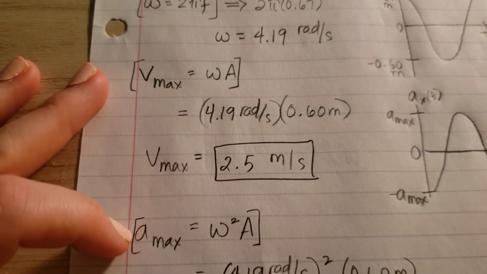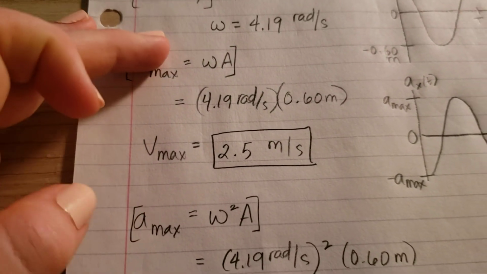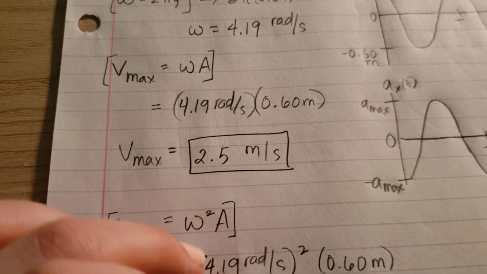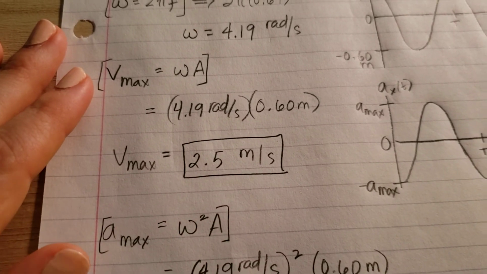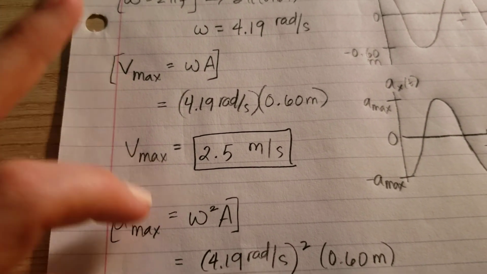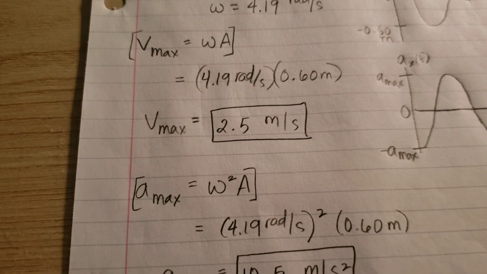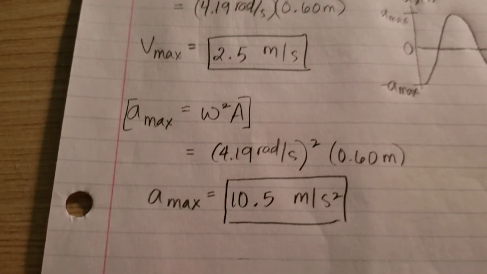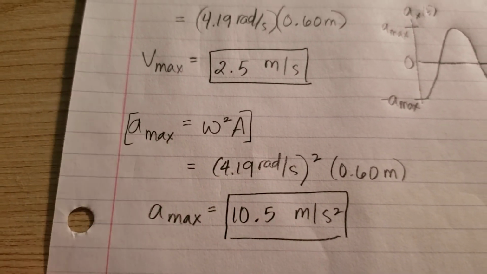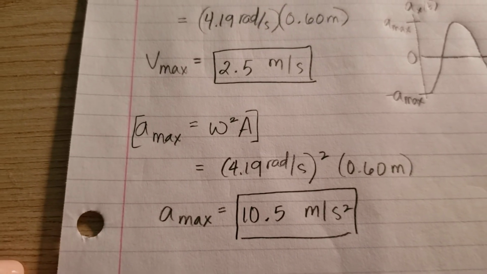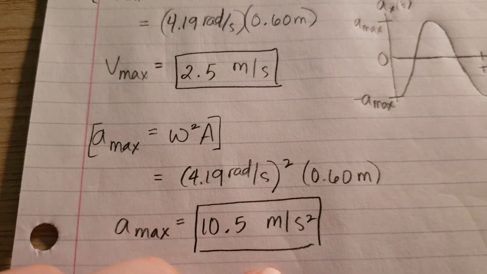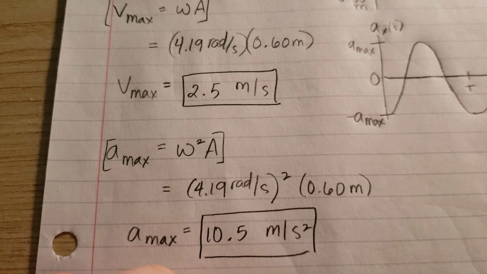And we can find our max acceleration by differentiating that velocity, and that's just going to be equal to omega squared times A, the angular frequency squared times the amplitude. Plugging in those same numbers, the maximum acceleration is going to be equal to 10.5 meters per second squared.